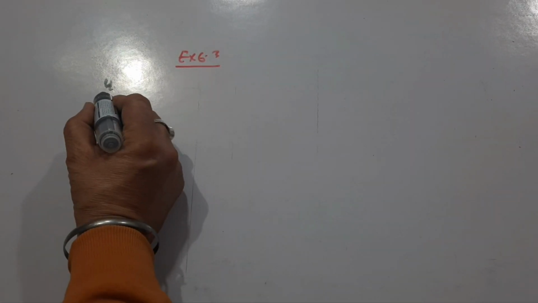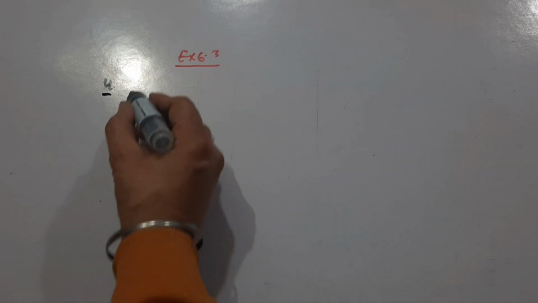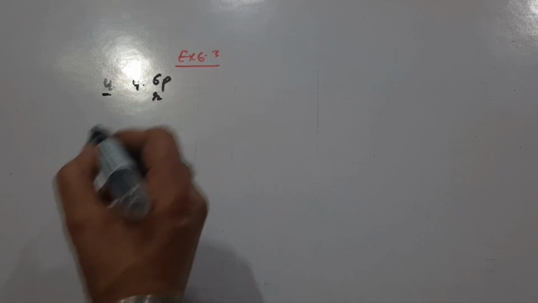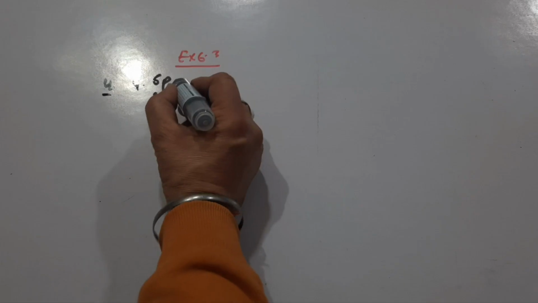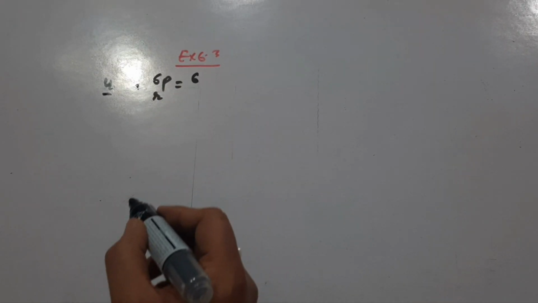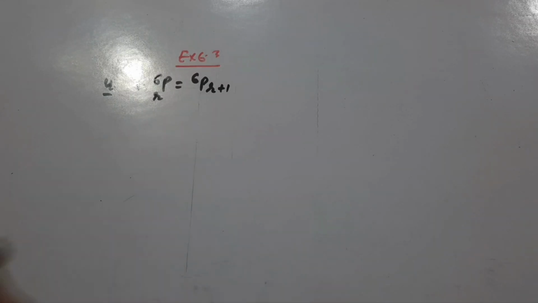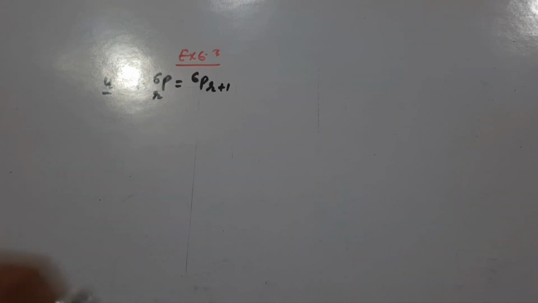So let us start with the remaining questions of exercise 6.3. Question number 4. Find r if 4 into 6Pr is equal to 6Pr plus 1. We have to find the value of r.